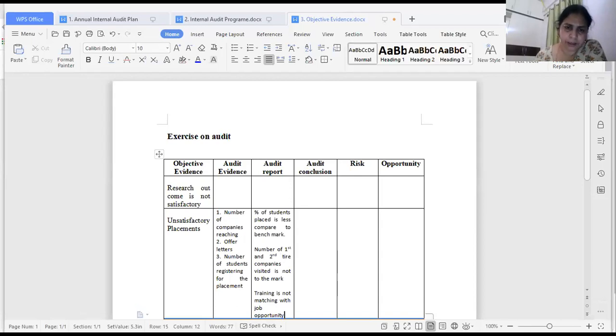This we are just exercising. I'll share it now also. I'll tell you what the audit report will be.